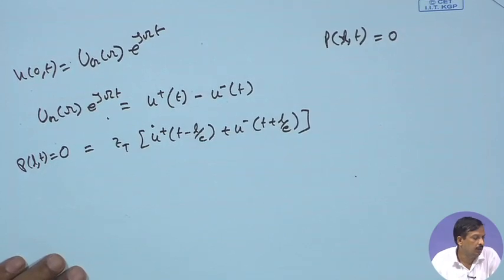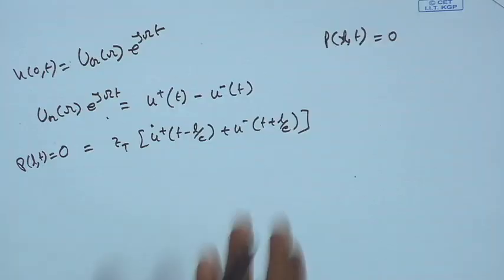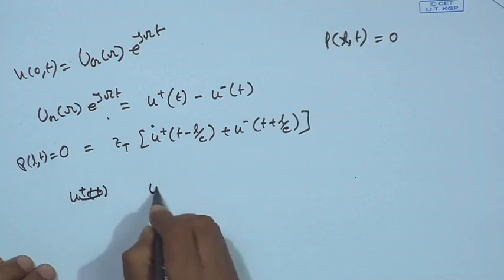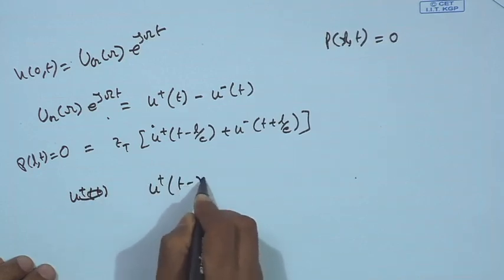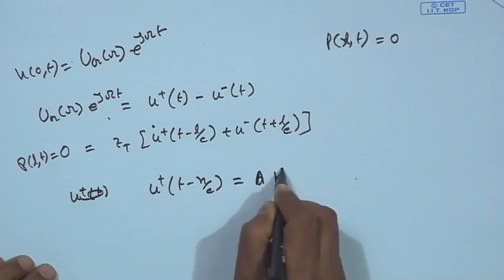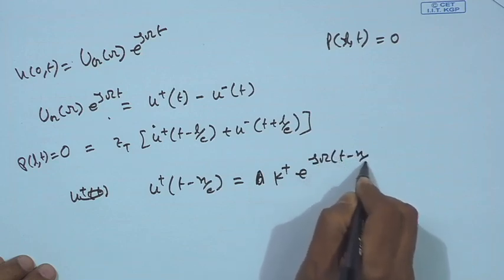Okay. So, there is a differential equation. Since the differential equation is linear with constant coefficients, the solution must be in the form of k plus and k minus, which represent the amplitudes of the forward and backward waves. So, for a linear wave equation, the forward wave u plus, a function of t minus x by c, can be represented in the form of amplitude k plus e to the power j omega (t minus x by c).